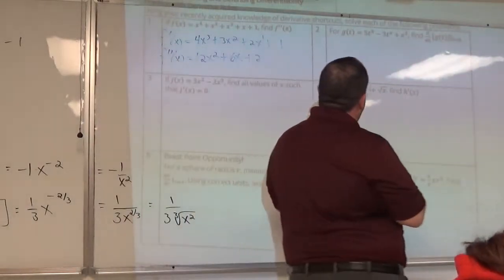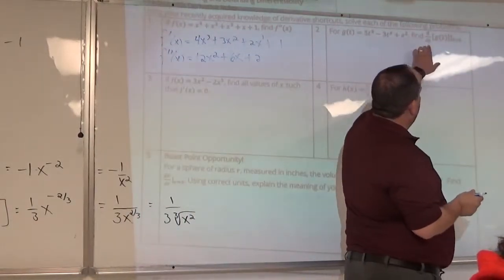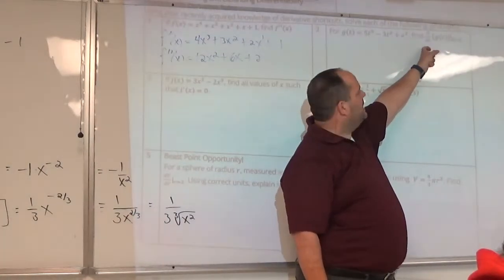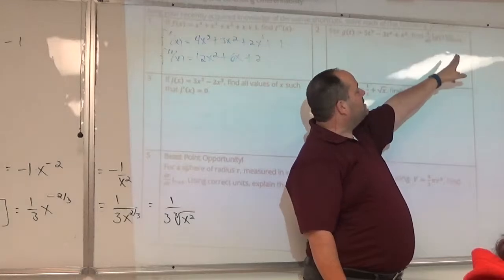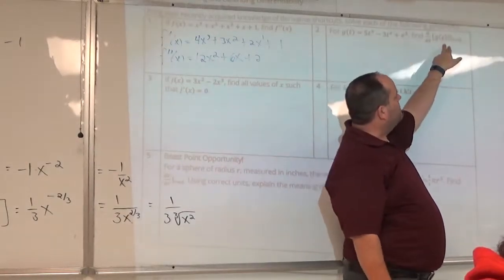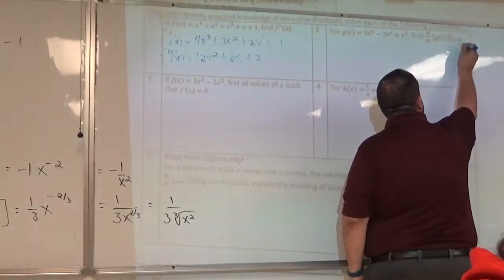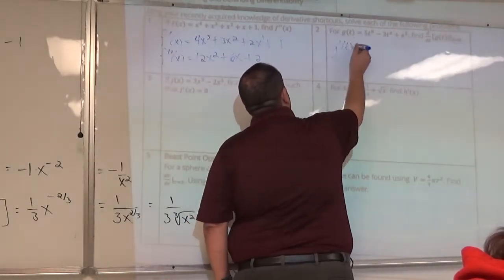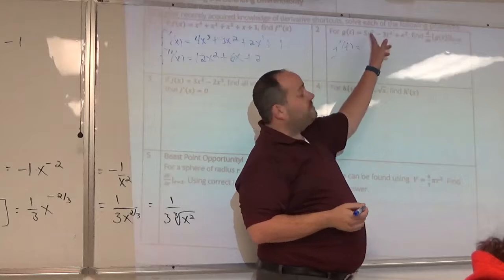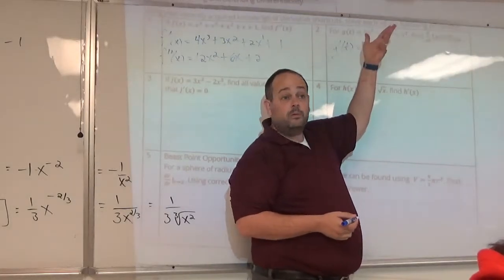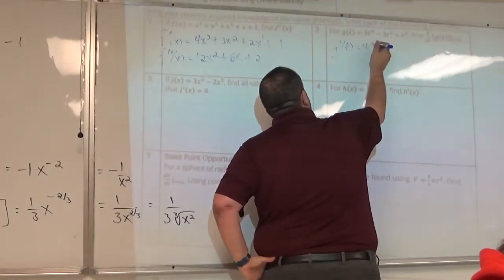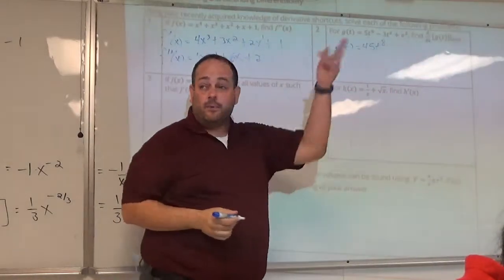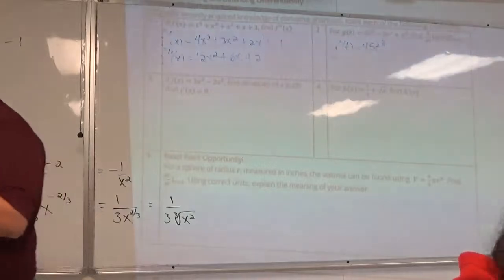Number 2. G of t is 5t to the 9th minus 3t to the e plus e squared. Find d/dt. What does that mean? It means the derivative. But I've got to read the whole notation. Take the derivative of this function at t equals 0. The first thing I want to see is my derivative. And the derivative of 5t to the 9th, power rule, should be 45t to the 8th. Bring that power down, reduce the power by 1.